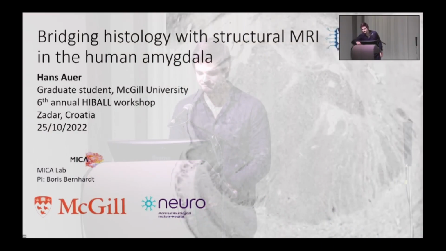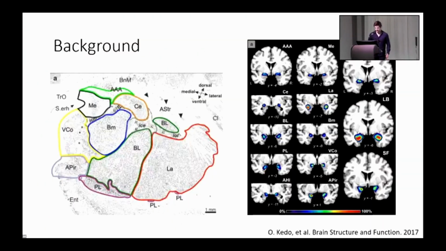Yeah, so my name is Hans Auer, and I'll be presenting my work on amygdala microstructure. So to start off, early work on amygdala function in humans has considered this region as a single unitary structure.